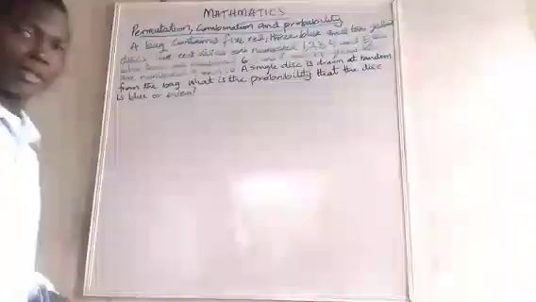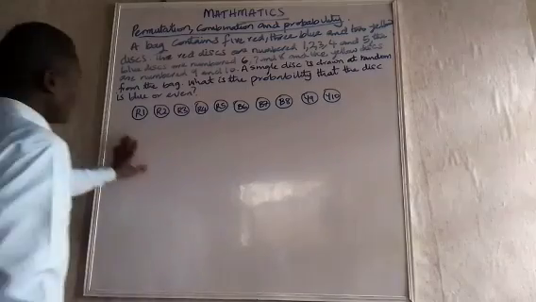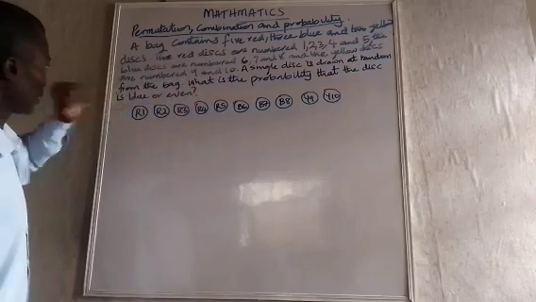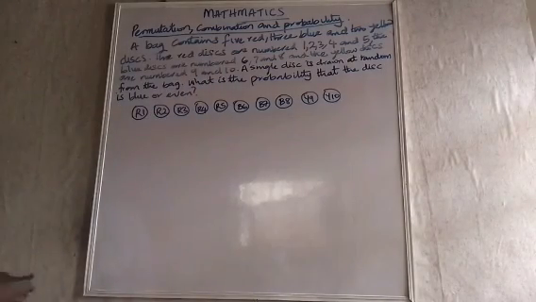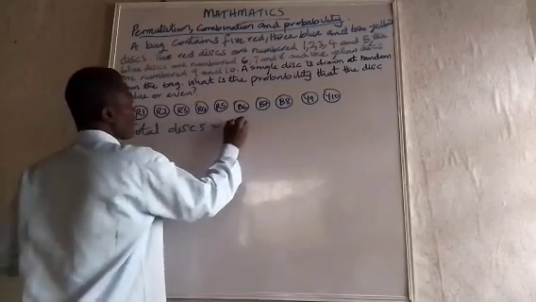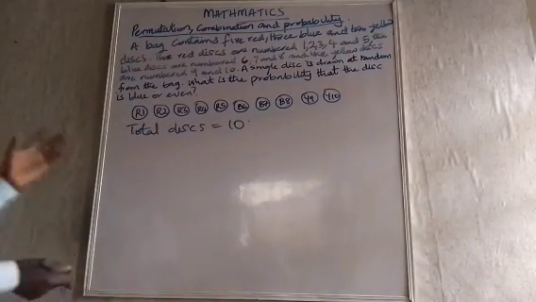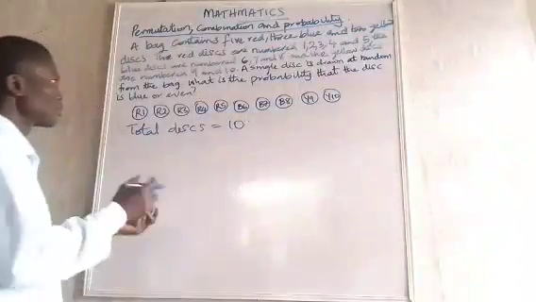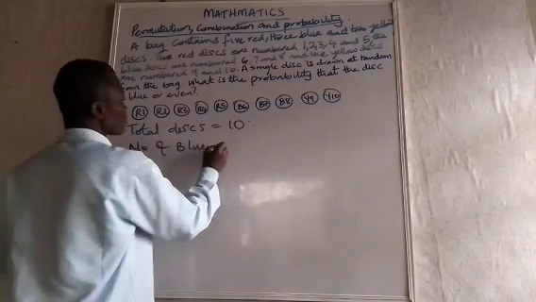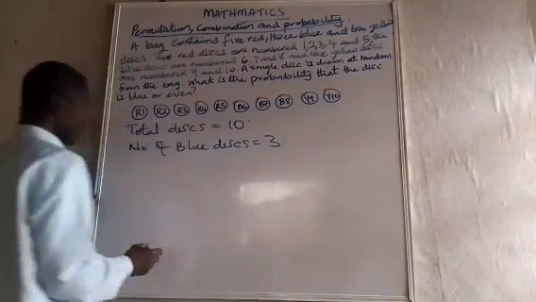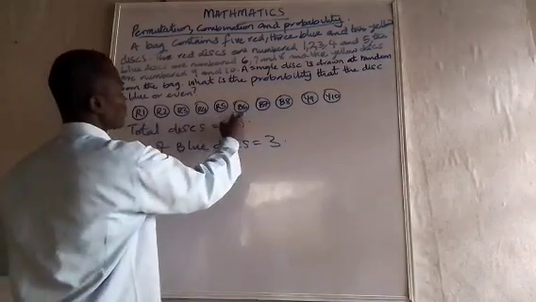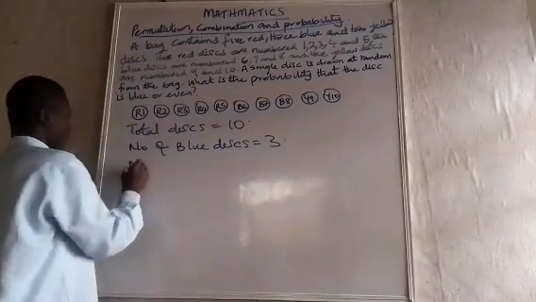Now, from the question, we have this idea. The alphabet represents the color, while the number is as it is. The total number of discs is 10. And we are asked, what is the probability that the disc is blue or even? How many blue discs do we have? Number of blue is equal to 3. How many even do we have? Check. 1, 2, 3, 4, 5. Number of even.